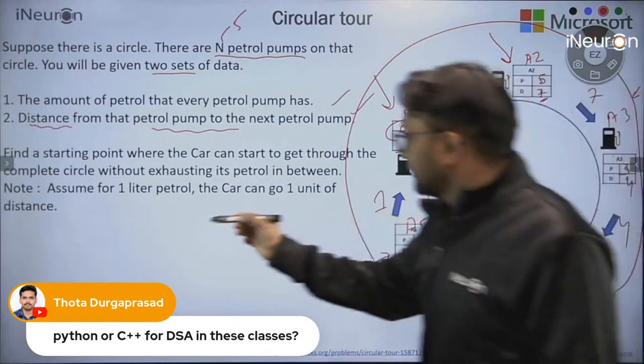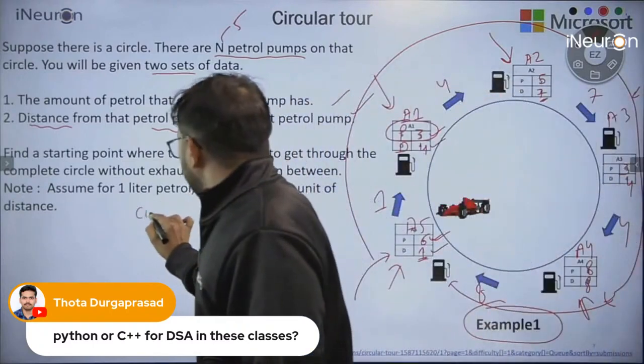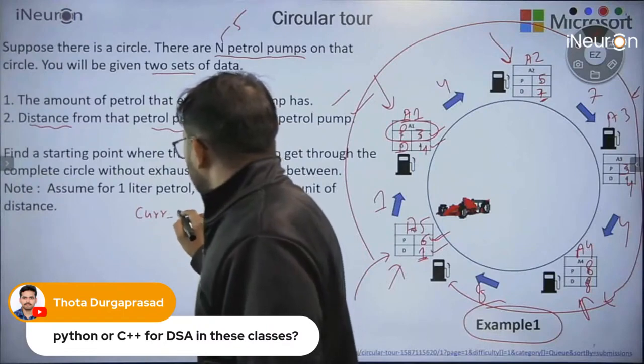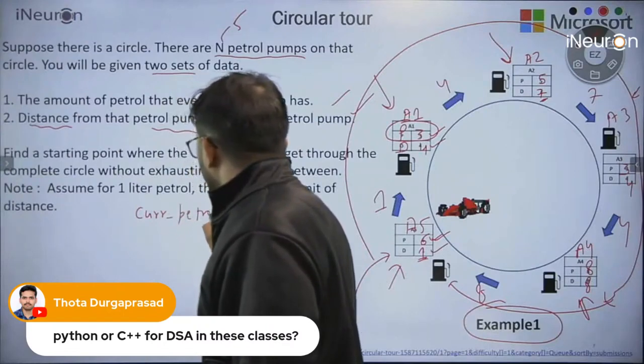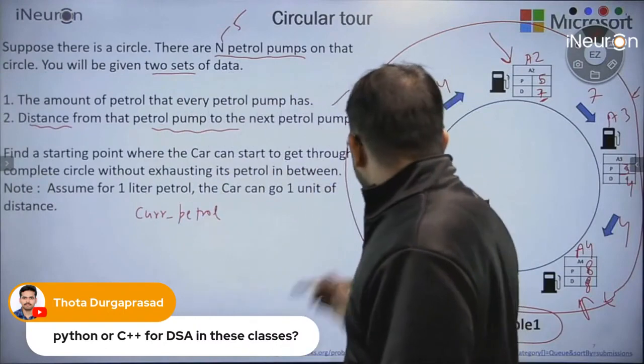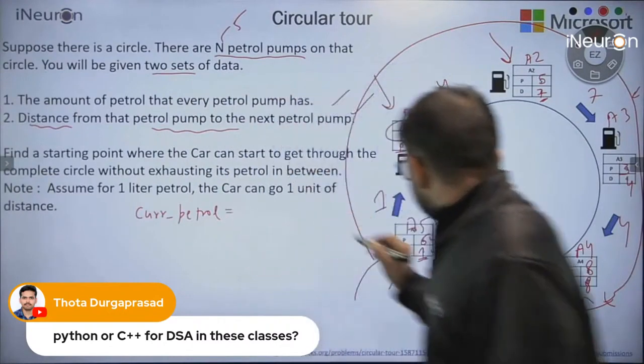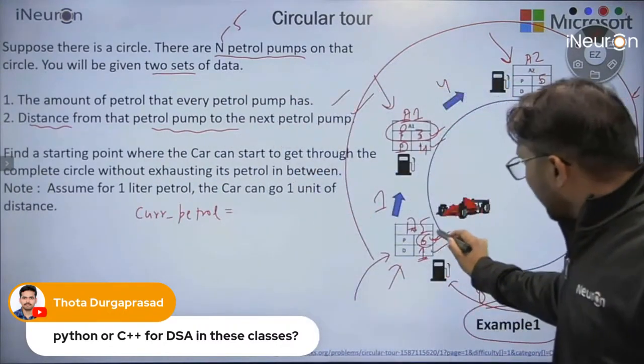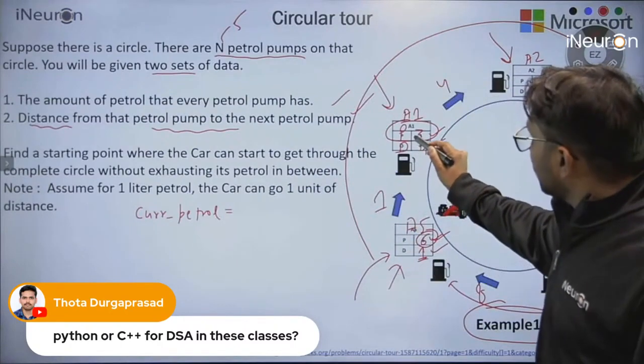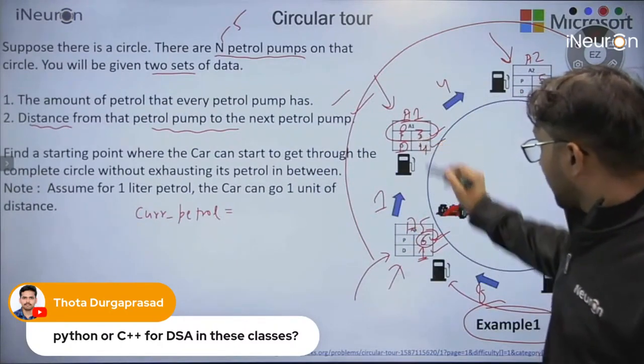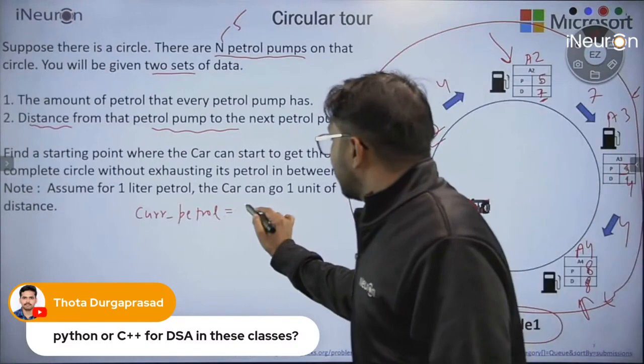Let me maintain two variables. One is current petrol, how much petrol I have with me right now. Total petrol I have is 6 and I need to travel 1 to reach the next petrol pump. So how much petrol is left with me? 5.